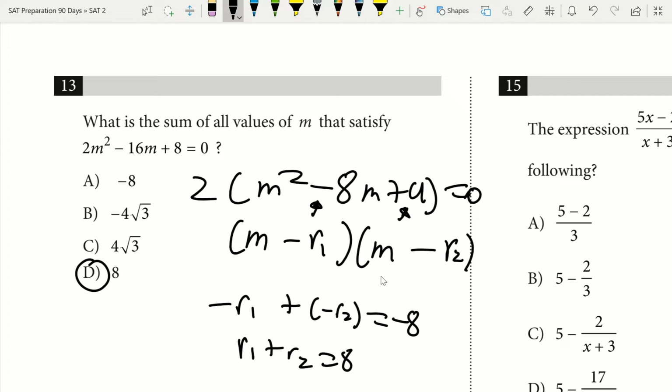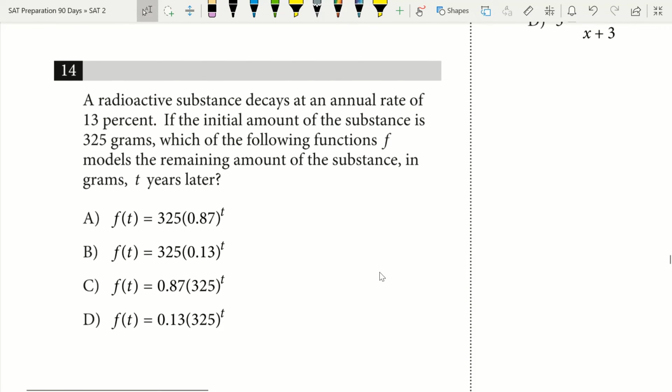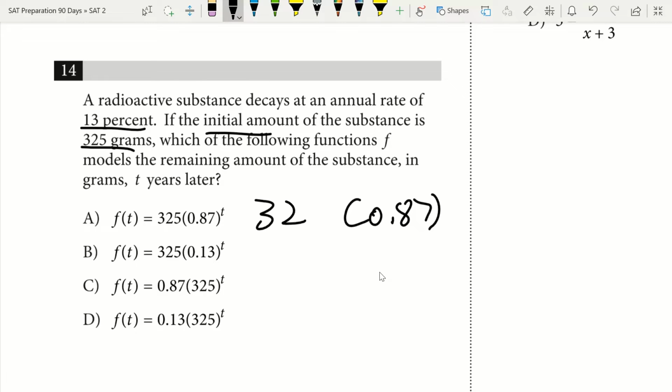Okay, what one are we on at this point? 14. We've got 14 down here. A radioactive substance decays at an annual rate of 13%. So I know I've got to multiply by 0.87 for whatever's left. If the initial amount is 325, so 325 goes here.